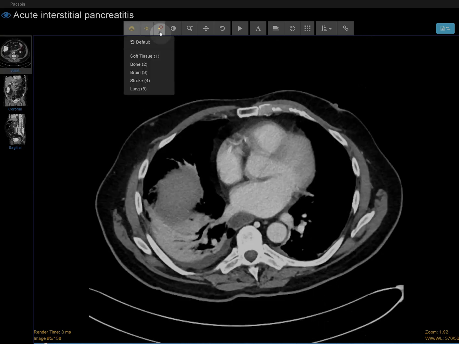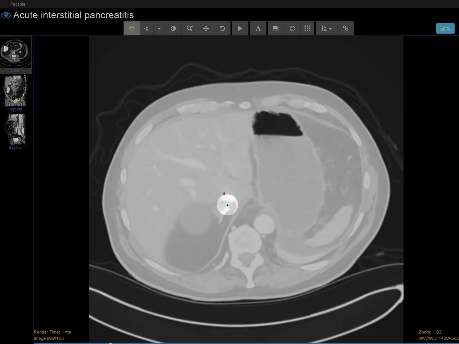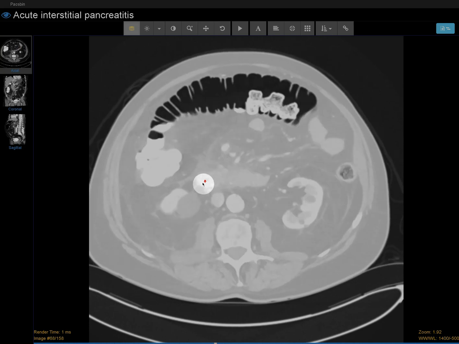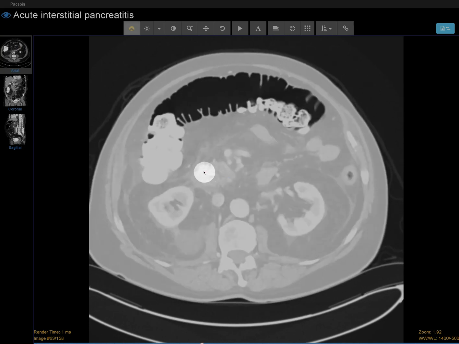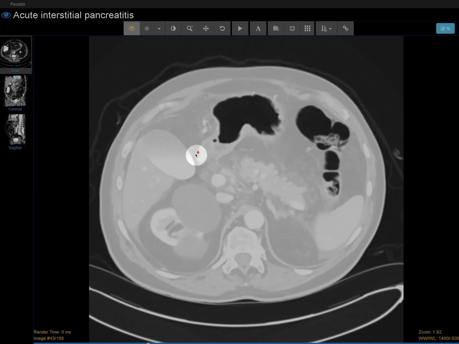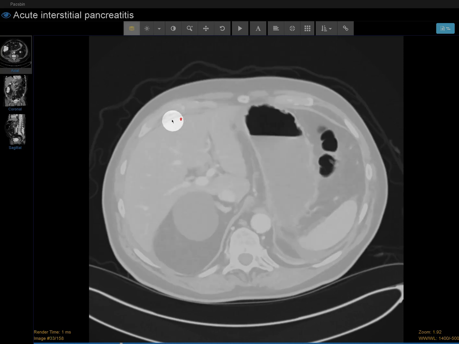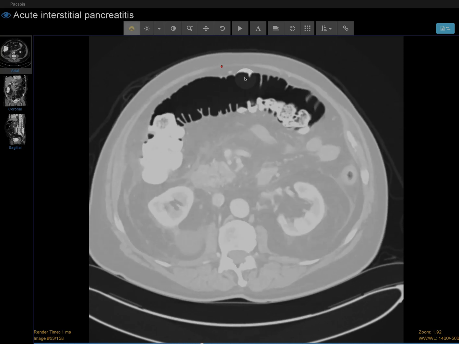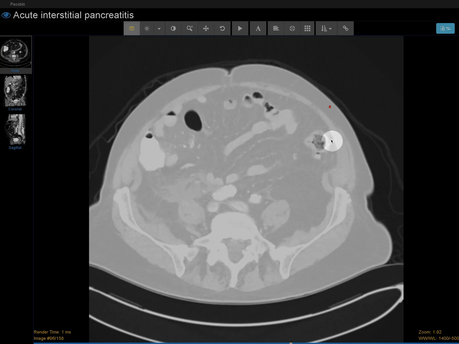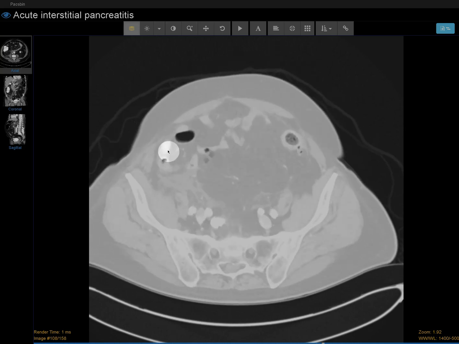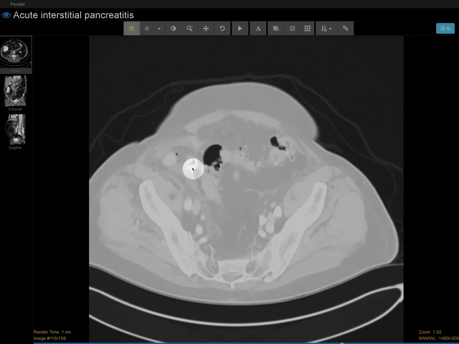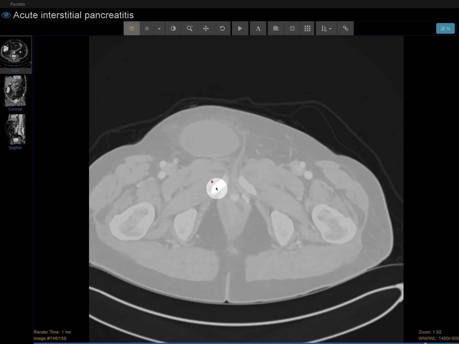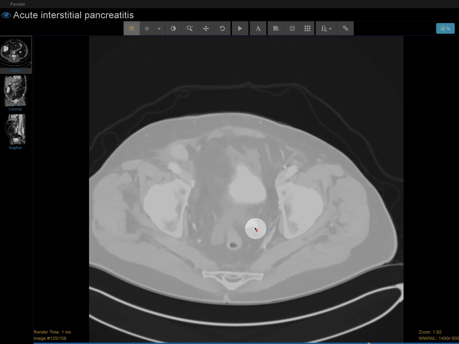Let's go to lung windows and see if there's any duodenal perforation. No, I didn't see any air around the duodenum, so nothing for duodenal perforation. Let's just quickly scroll down to see if we see any free air. I'm mainly focusing on the anterior abdominal wall because the air is light and would go up. I didn't see that.